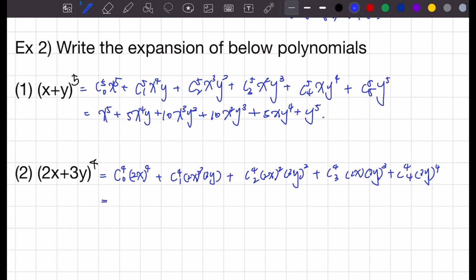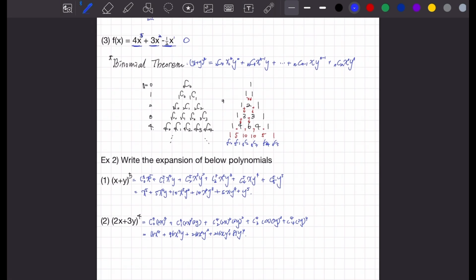When we calculate this one, it must be 16x to the 4th power plus 96x cubed y plus 216x squared y squared plus 216x y cubed plus 81y to the 4th power. This is easy but quite complex to calculate.